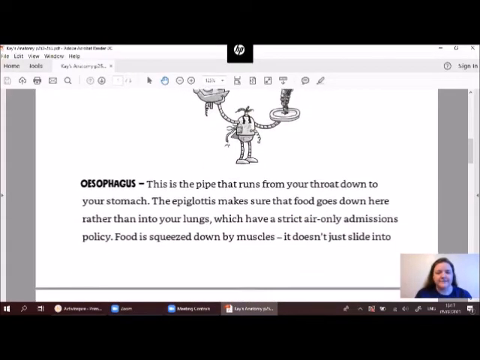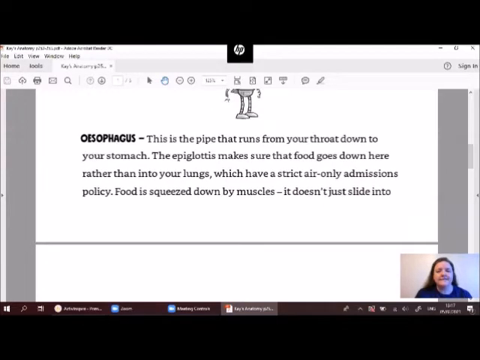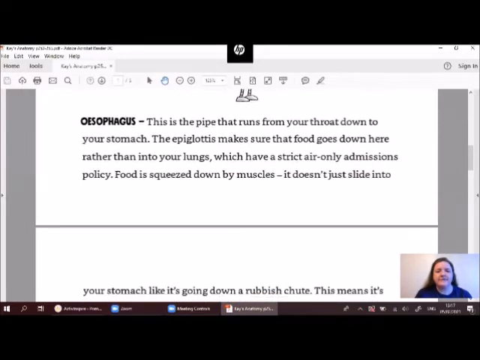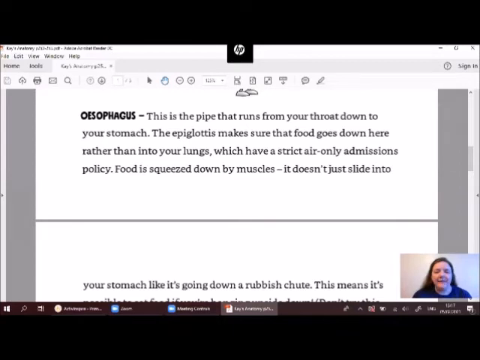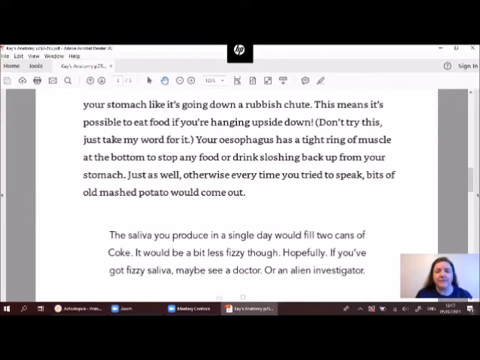The esophagus. This is the pipe that runs from your throat down to your stomach. The epiglottis makes sure that food goes down here rather than into your lungs, which have a strict air-only admissions policy. Food is squeezed down by muscles. It doesn't just slide into your stomach like it's going down a rubbish chute. This means it's possible to eat food if you're hanging upside down. Don't try this, just take my word for it.